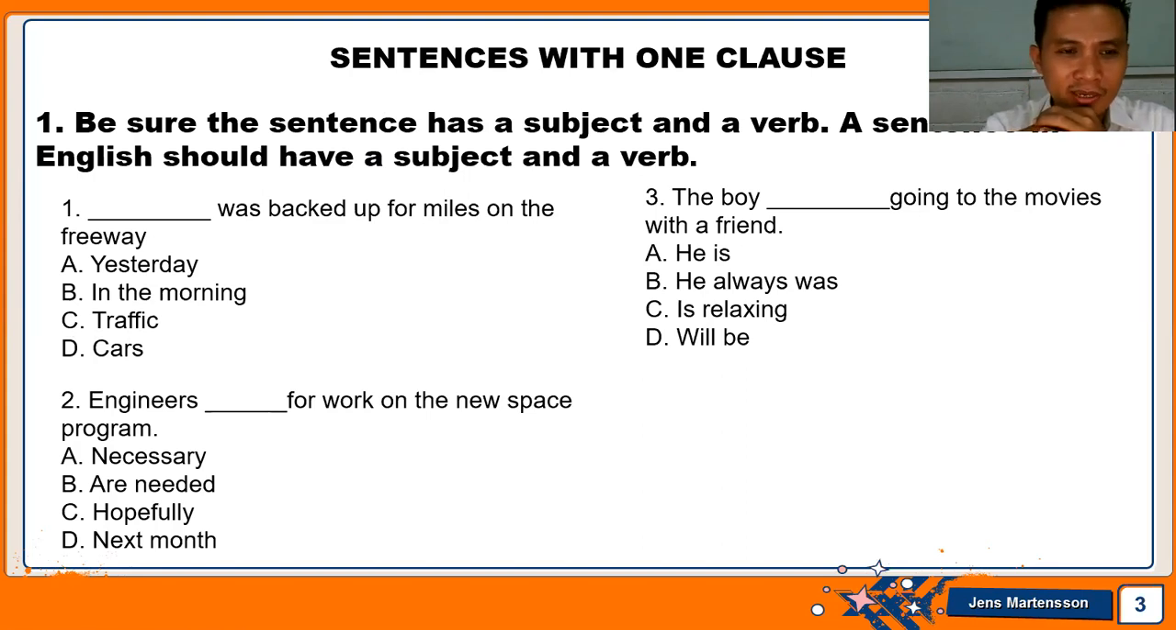Do you find a subject? No, sir. Do you find a verb? Yes, sir. Okay, was. The sentence has a verb, right?